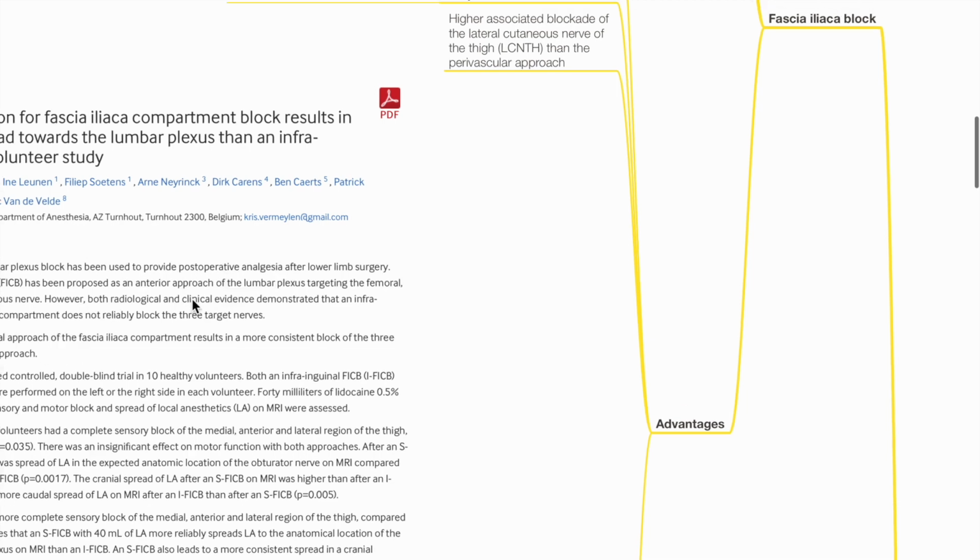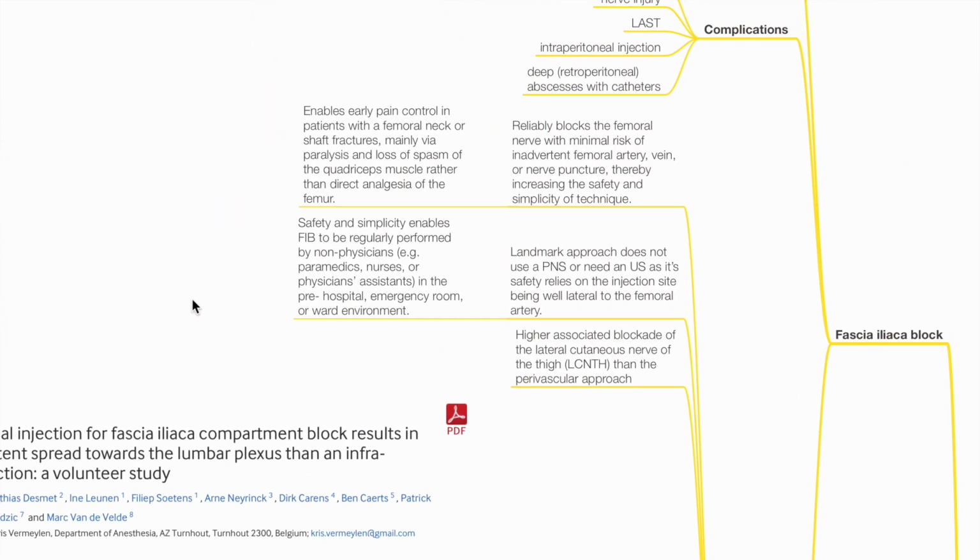Advantages of fascia iliaca block. It reliably blocks the femoral nerve with minimal risk of inadvertent femoral artery, femoral vein or femoral nerve puncture, thereby increasing the safety and simplicity of the technique. Landmark approach does not use a peripheral nerve stimulator or ultrasound, as its safety relies on injection site well lateral to femoral artery. There is higher associated blockade of lateral femoral cutaneous nerve than the perivascular approach.